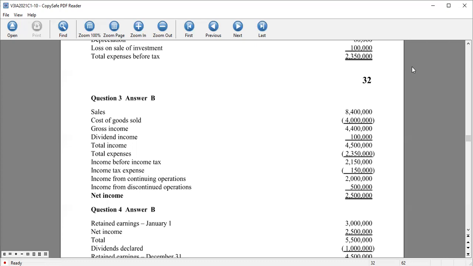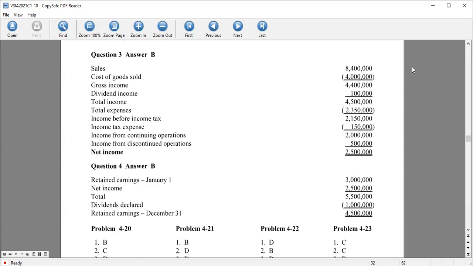And question number 4, what amount should be reported as retained earnings on December 31? We have retained earnings beginning. Then we add net income. We deduct dividends declared. And so we have the retained earnings at the end of the year. Now we have the answers to the multiple choice theory of number 4-20 up to 23.